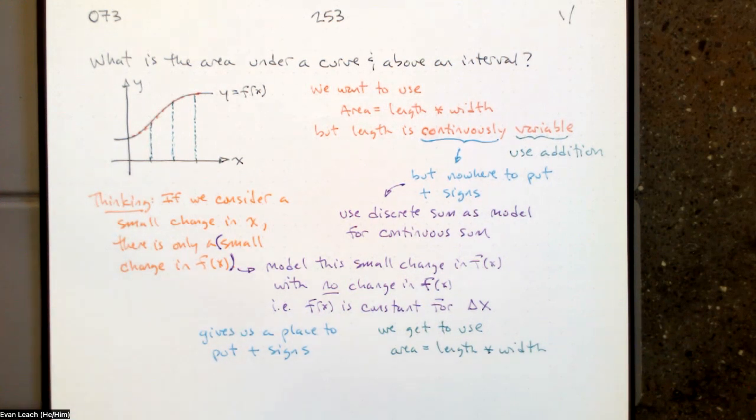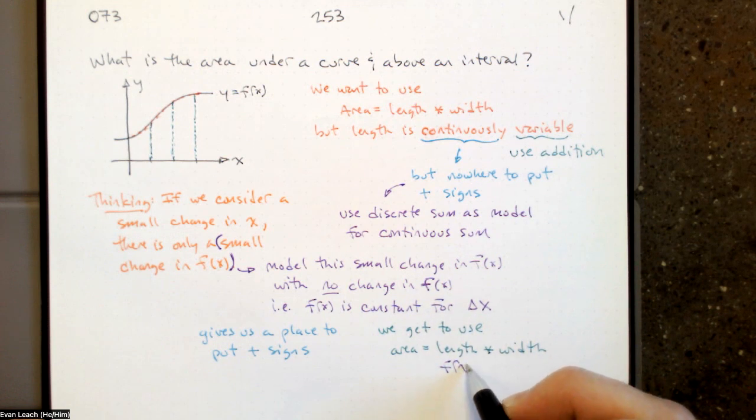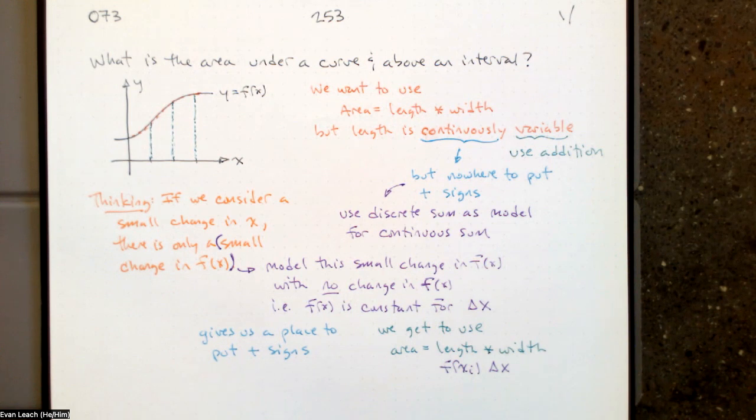Where the length is just the value of the function, evaluated at some point, and the width is just the width of our interval. The distance, the change in x over which we're saying the function is constant. Yes, this is the thinking behind a Riemann sum.